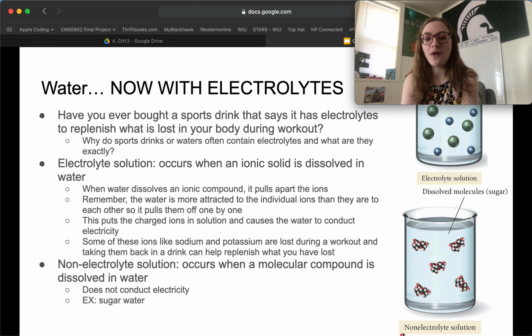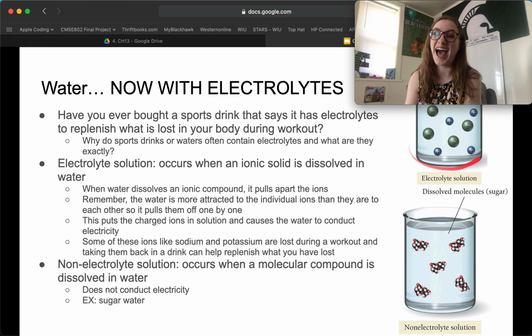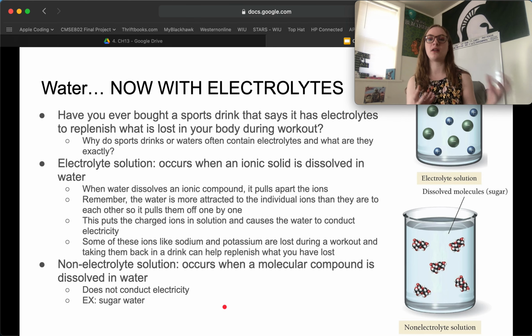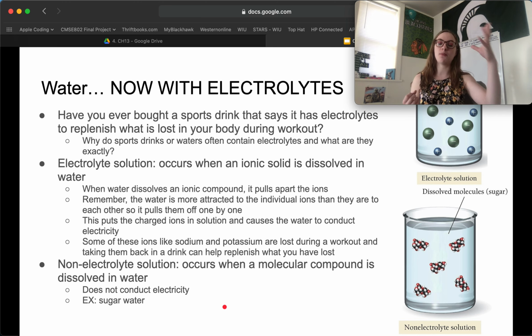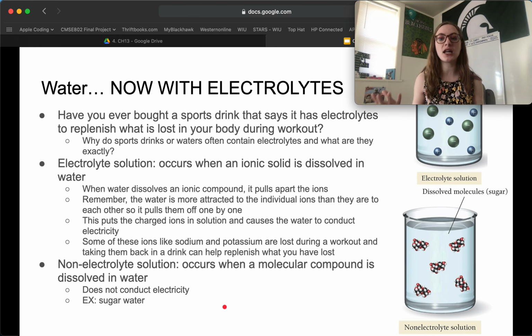Non-electrolyte solutions don't generally conduct electricity because it's those ions that are able to pass around the electrons to conduct electricity. Sugar water is an example of a non-electrolyte solution. Here we're just worried about knowing the difference between an electrolyte solution that is formed by ionic compounds being dissolved, which puts those ions in solution and therefore has different properties, and a non-electrolyte solution that has molecular compounds that just has those molecules in solution. So that's why we drink electrolytes in our sports drinks sometimes.